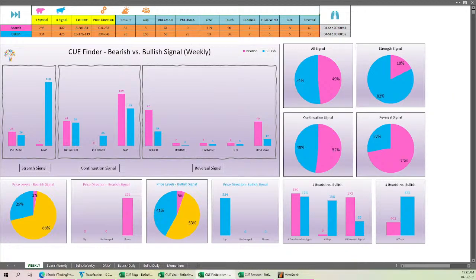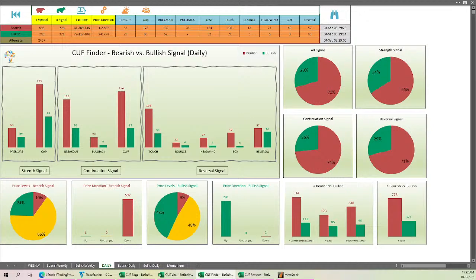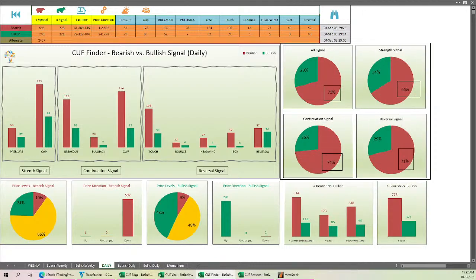What about Friday? Friday is more bearish. We saw that from sector industry stock breadth also. All signals 71% bearish. Strength, reversal, both are bearish. Trend continuation is also bearish. Therefore, Friday we could start to look for bearish trades.